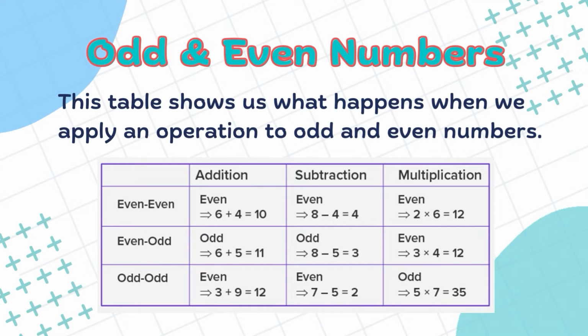When we subtract an odd number and an odd number, it results in an even number. In this example, 7 take 5, which both of them are odd numbers, equals 2, and 2 is an even number.